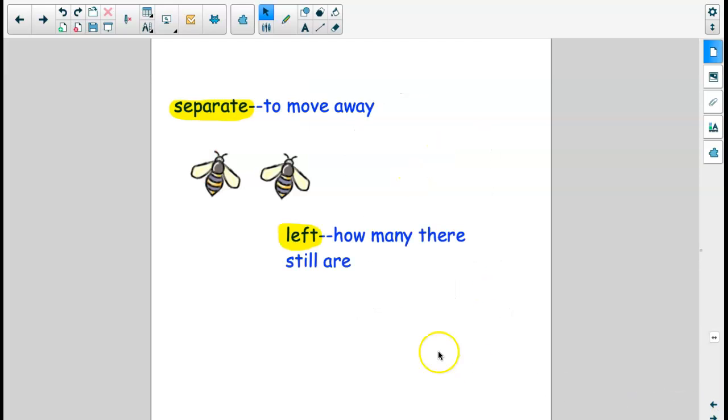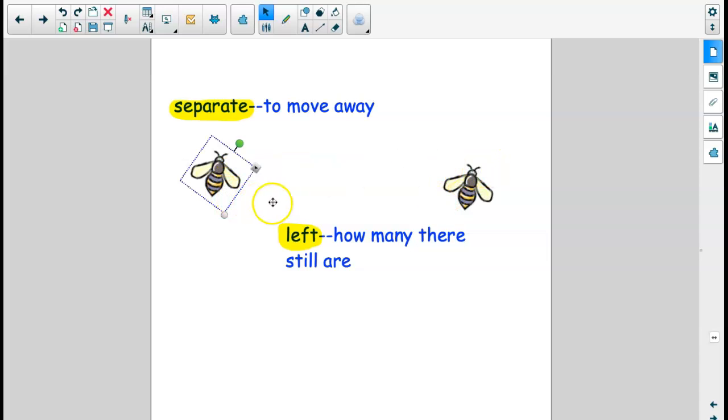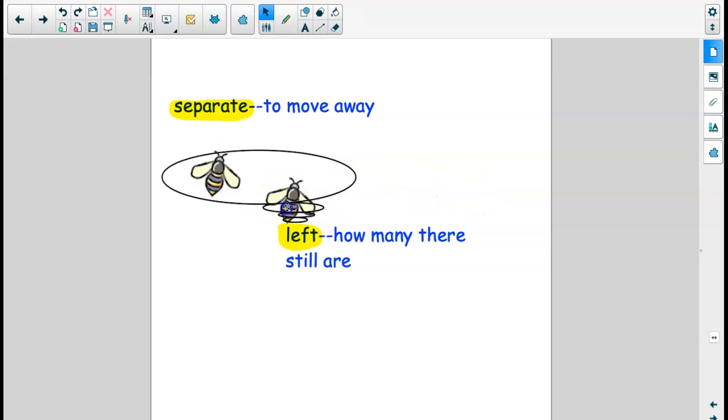Now, sometimes the words that we hear in subtraction are separate. Separate means to move away. These bees, we are separating. Now, once the bee is separated from the other, another word you may hear is how many are left? How many are still there? So if we have 2 bees and one of them flies away or separates, we have 1 bee still.